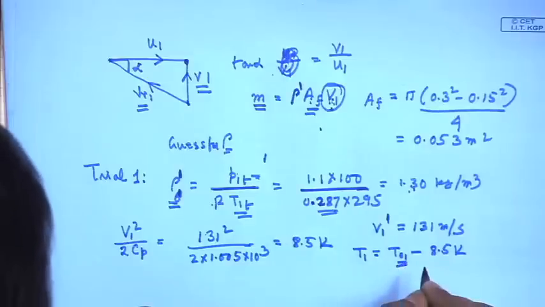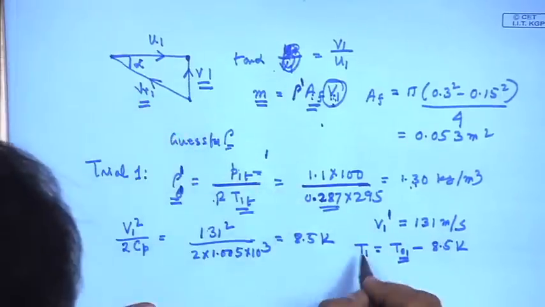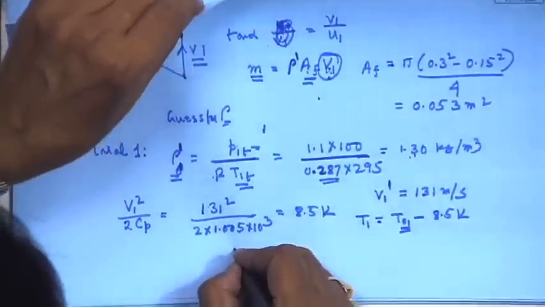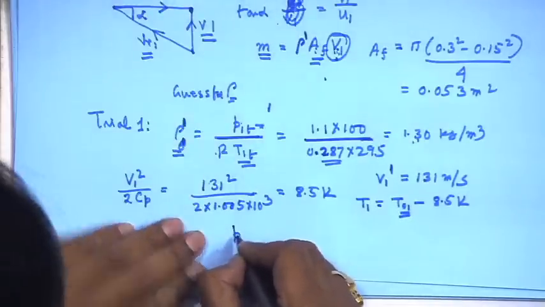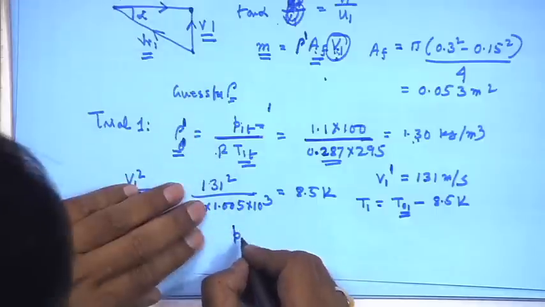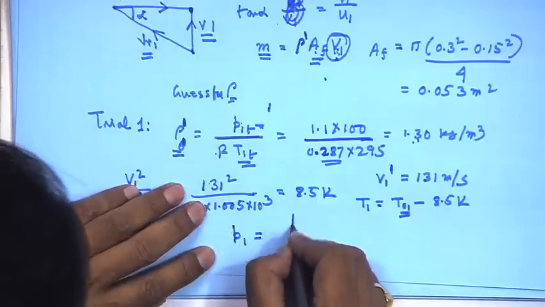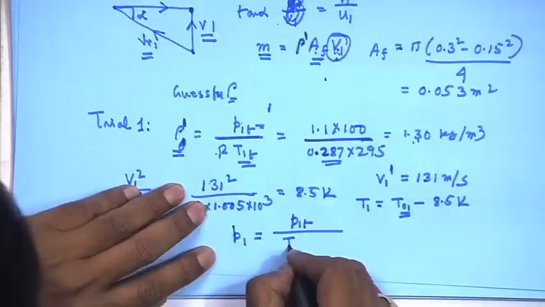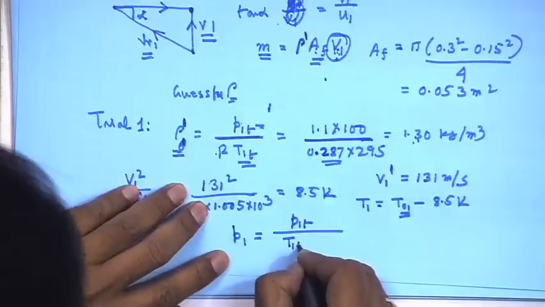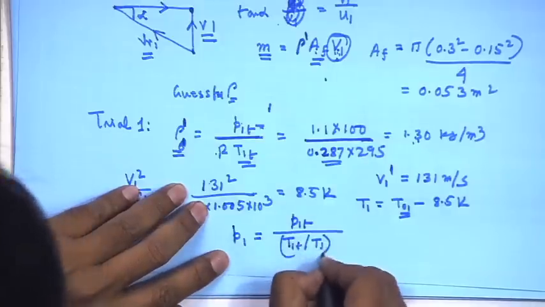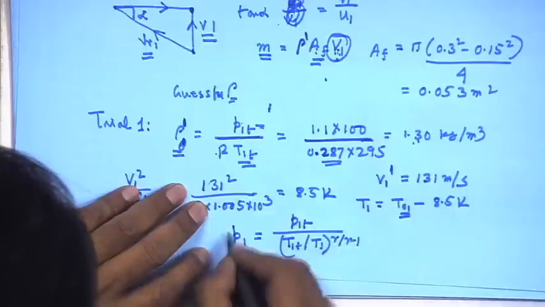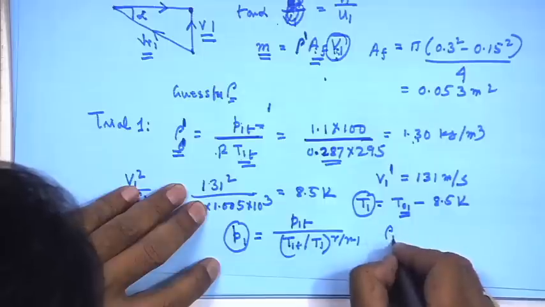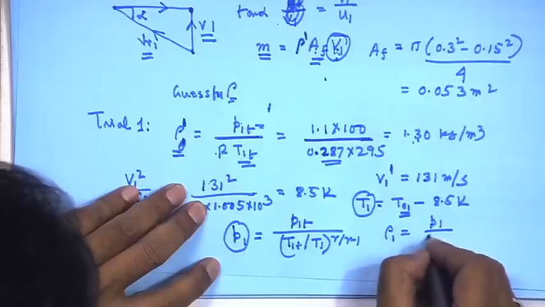T01 we know. So therefore we can find out the static temperature, and at the same time we can find out the static pressure. This is a little laborious calculation I know, but this is usually done in the design. As I told you the formula earlier, the static pressure and total pressure are related to the static temperature and total temperature by the isentropic relation. So I get P1. When I get P1 and T1, I can find out rho 1 as P1 by RT1.